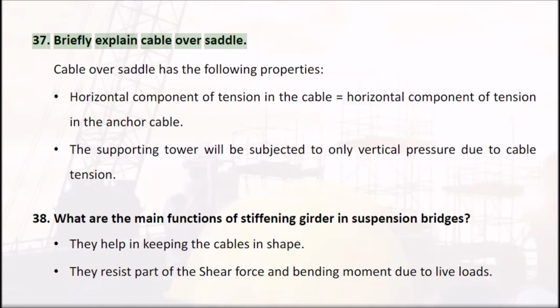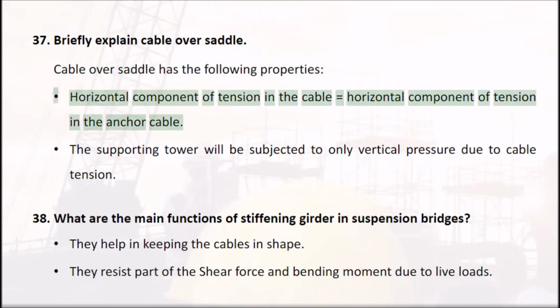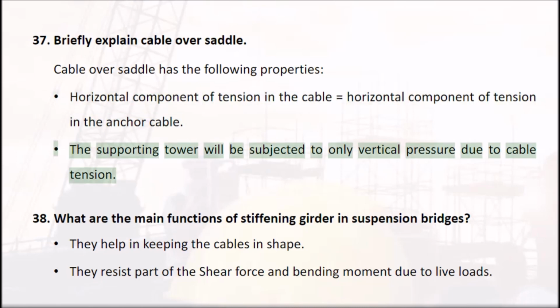Briefly explain cable over saddle. Cable over saddle has the following properties. Horizontal component of tension in the cable equals horizontal component of tension in the anchor cable. The supporting tower will be subjected to only vertical pressure due to cable tension.